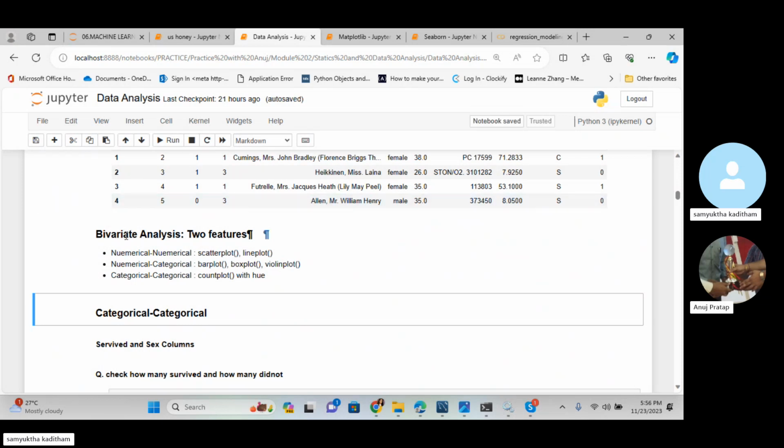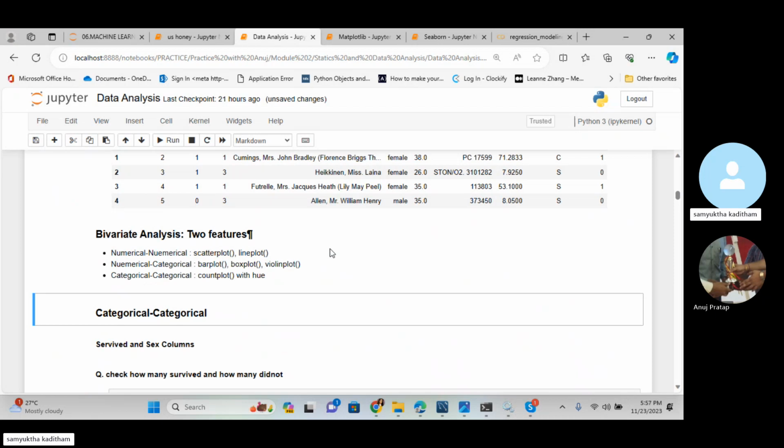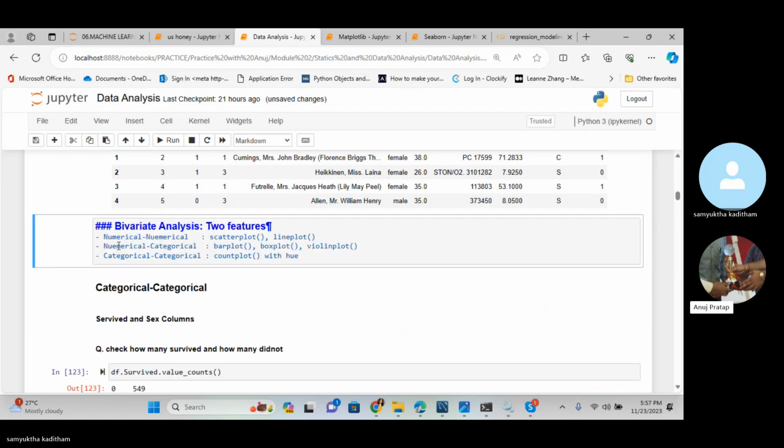So bivariate and numerical, the spelling, I think that is wrong. I am very weak in spelling. Sorry. No problem. Here there is an extra e. Make it correct. All the three numericals.